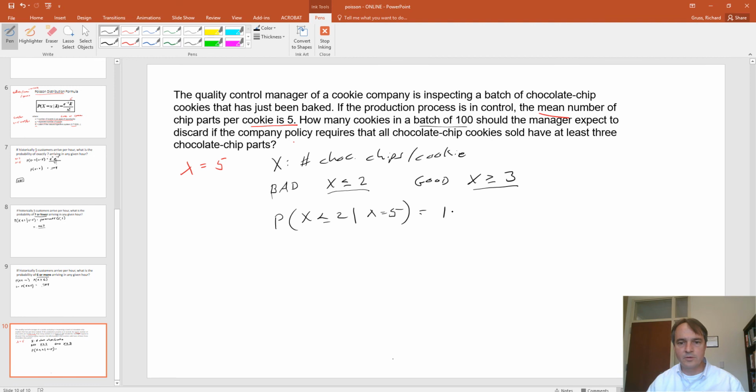So this is approximately 0.125. Remember that probability goes from 0 to 1, so to convert this into a batch of 100, we can just multiply it by 100. That means we're going to have to throw away 12.5 cookies out of every 100, which probably means they need to recalibrate, because that seems like a lot of waste. As always, I hope that helps, and please let me know if you have any questions.